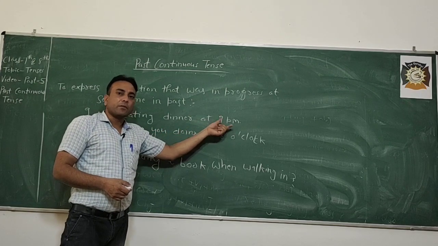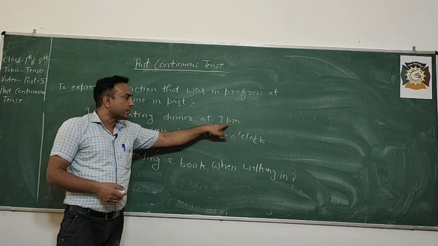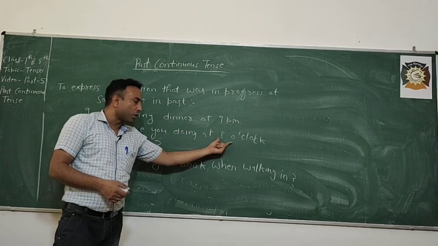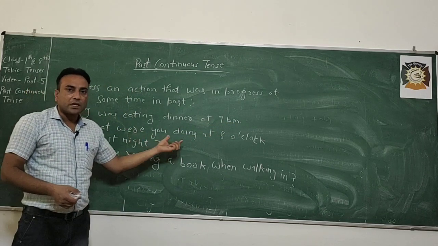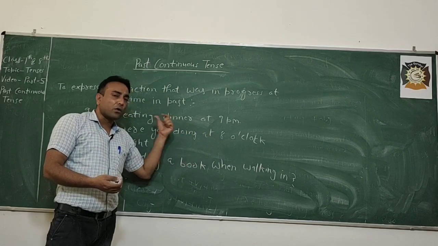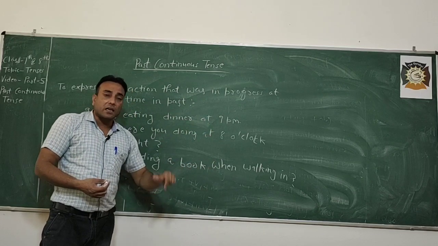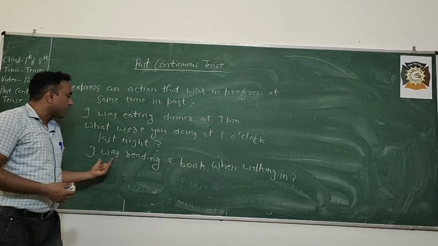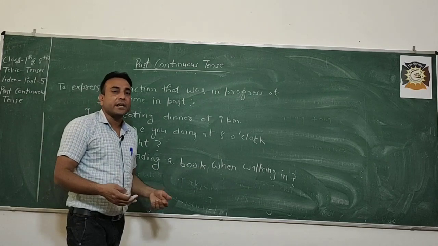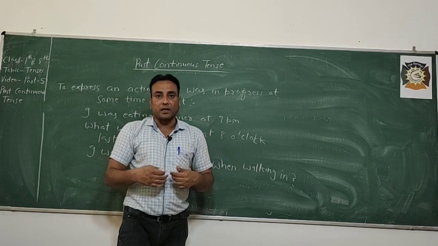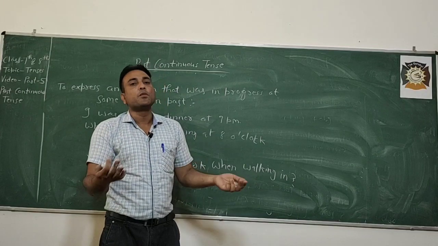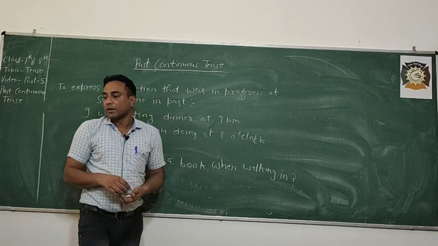Dinner at 9 p.m.: he was taking dinner. The action was in progress at 9 p.m. Last night, 8 o'clock: so what were you doing? He was asking what you were doing at 8 o'clock last night. The action was in progress last night at 8 o'clock. And I was reading a book when he walked in. When he came to our house, what was I doing? I was reading a book. The action was in progress at that time.